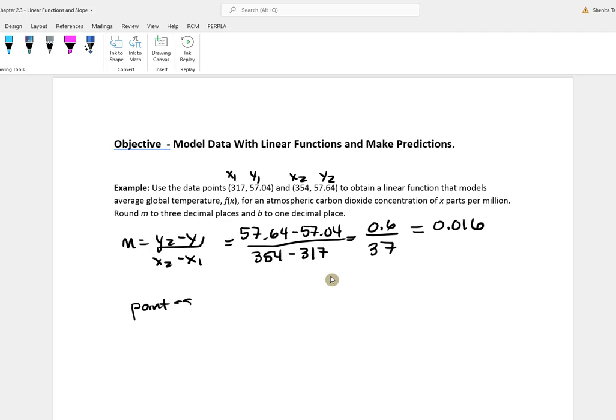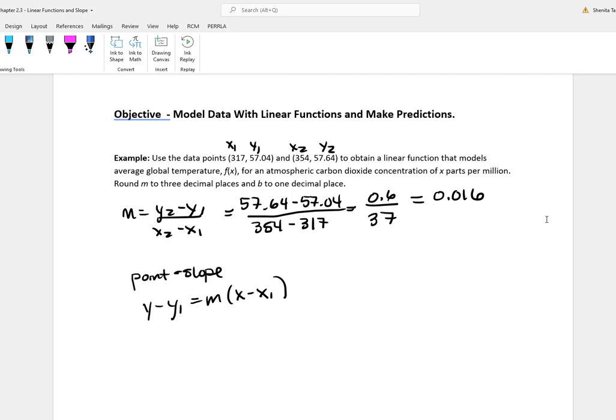So now I'm going to use the point slope form to figure out my equation. Now it doesn't matter which point you pick for your x and your y. So even though it says y1 and x1 in the formula, you don't necessarily have to pick those, but you can pick the 354 and the 57.64. So I'm going to use those. So you get y minus 57.64 is equal to 0.016 times x minus 354.